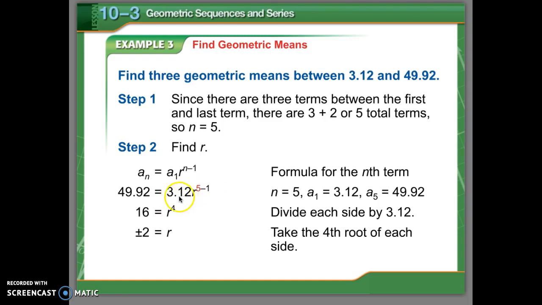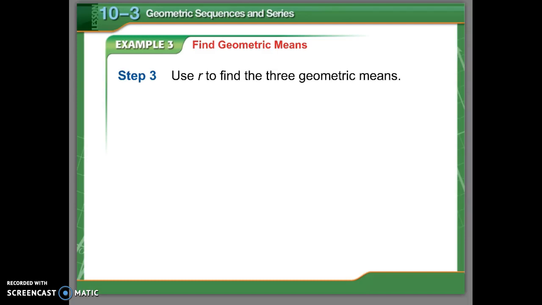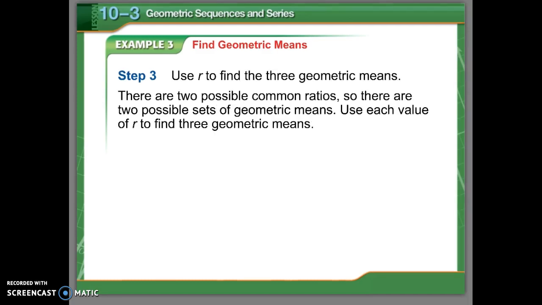we're going to divide each side by 3.12. That gives us 16 equals r to the 4th. Then you have to take the 4th root. That gives us plus or minus 2. And then you have to use just a little bit of logic to think about, does the ratio of plus 2 or minus 2 make more sense?